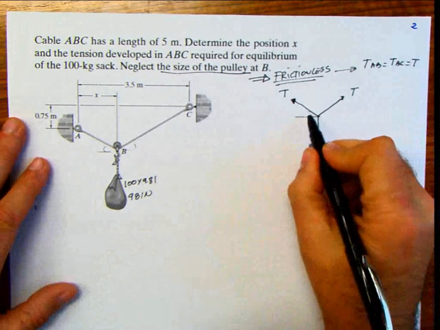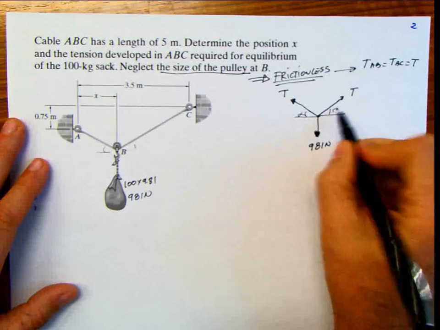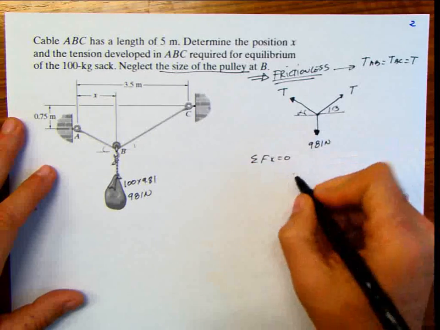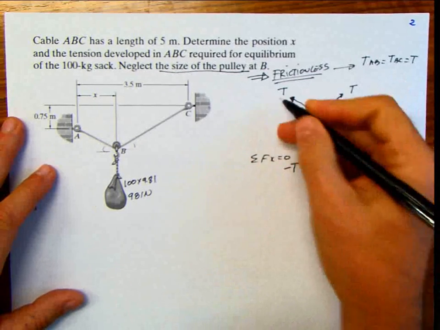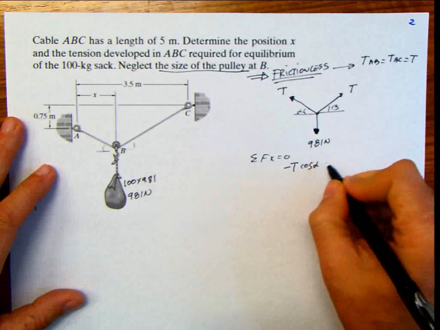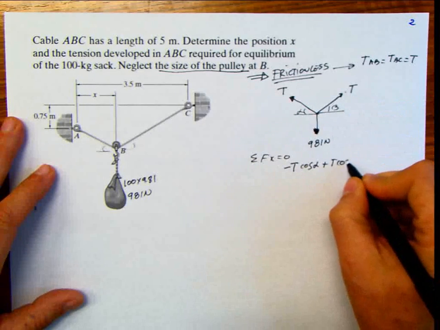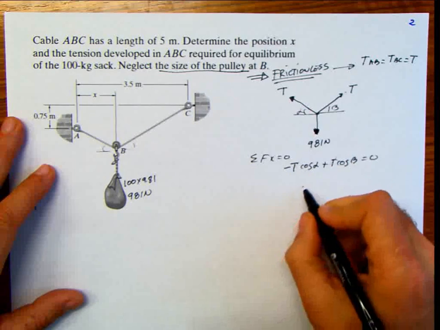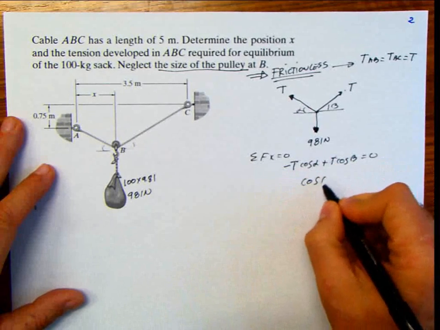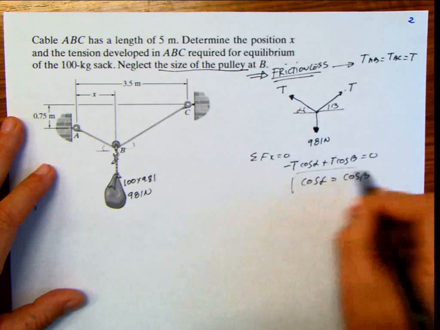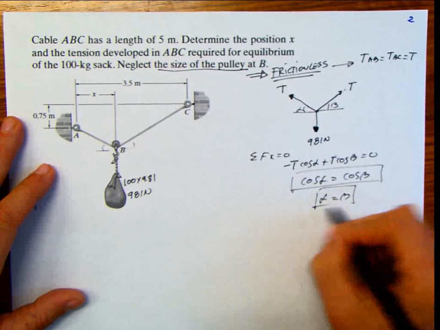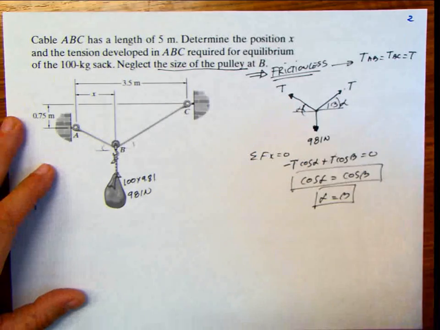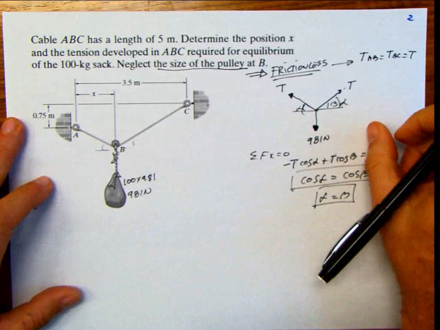So I'm going to call this angle alpha, and this angle here beta, and I'm going to do summation of forces in x equals 0. So I'm going to have negative T cosine alpha plus T cosine beta equals 0. Now if I divide by T, this T and this T cancel out, and I pass this to the other side, then I have that cosine alpha equals cosine beta, and that only happens if alpha equals beta. So instead of alpha and beta, now I'm going to say alpha and alpha. These two angles are the same, and that is a really crucial piece of information for me.